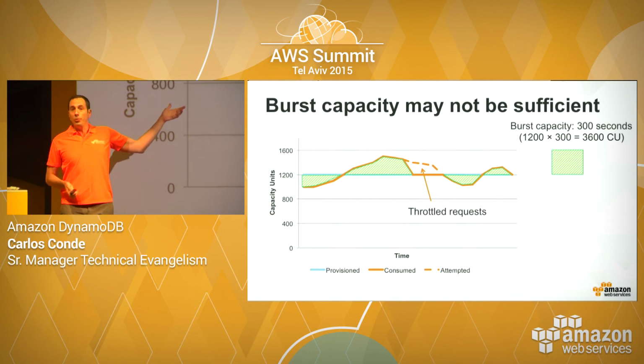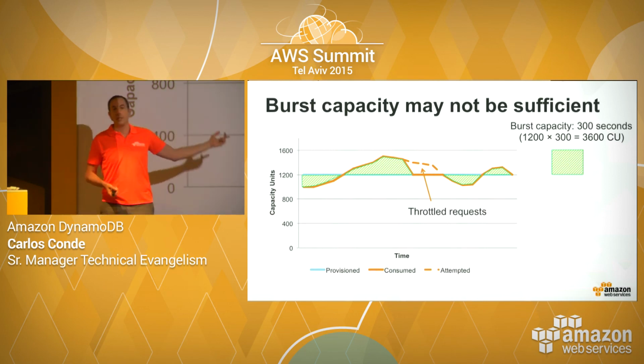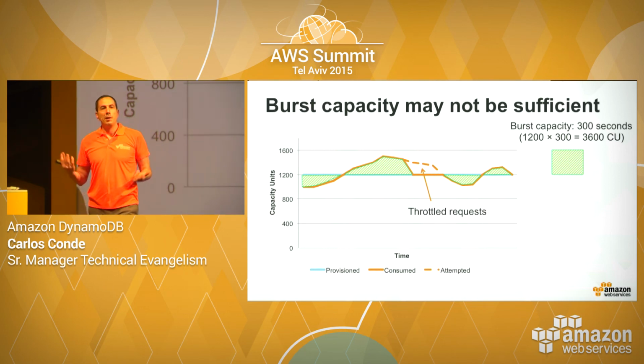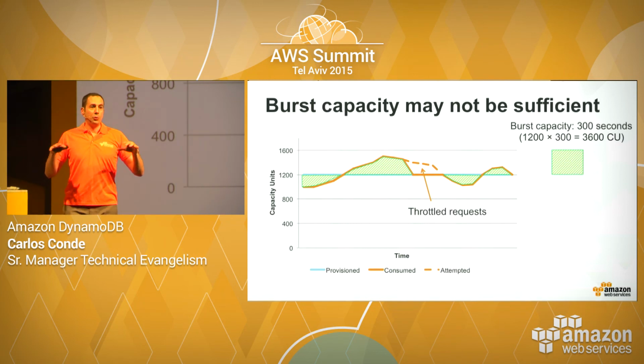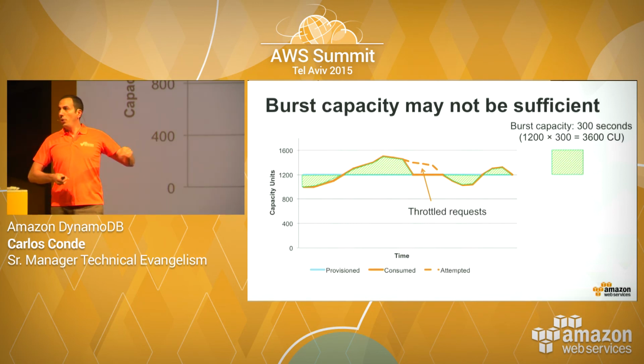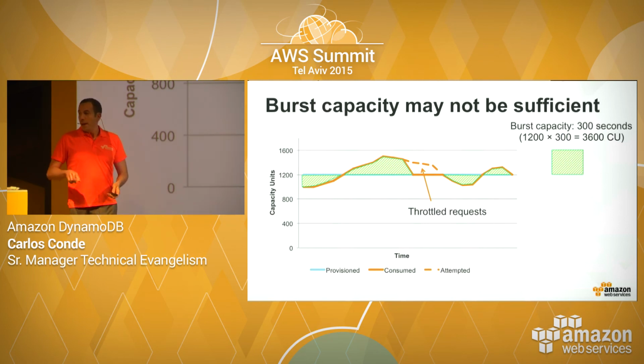So what happens in your code when you have throttled requests? For example, if you're using Java or Python and so on, you're going to have exceptions. So in your code, you have to be resilient and catch those write or read requests that go above the throttling capacity. And now we're going to talk about how to avoid this.